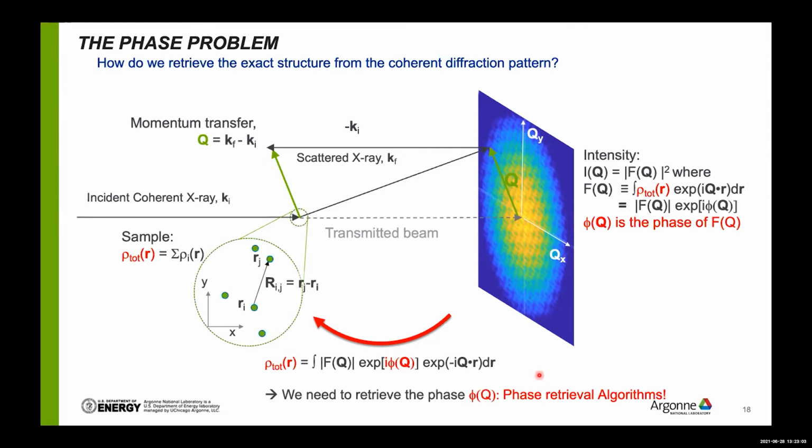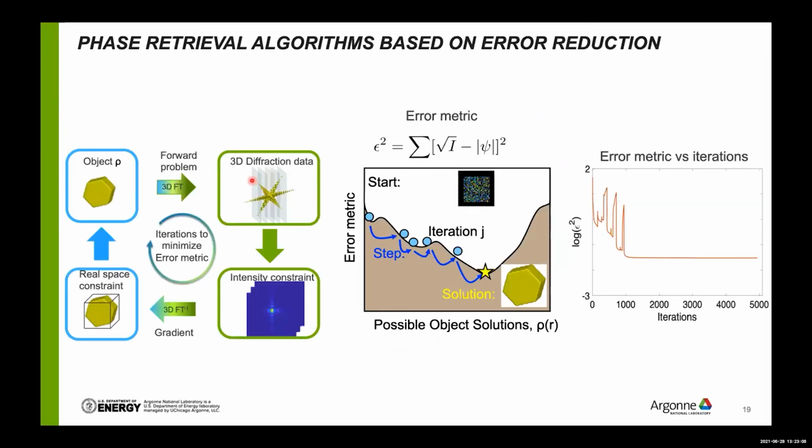And for this, we traditionally use a phase retrieval algorithm. So the most common phase retrieval algorithms are based on the error reduction strategy. These are iterative algorithms whose goal is to minimize a function that we call the error metric, which is the difference between the experimentally measured diffraction patterns and a set of calculated diffraction patterns from a guessed object. So the goal of the algorithm is, through successive iterations, to find the global minimum of this error metric.